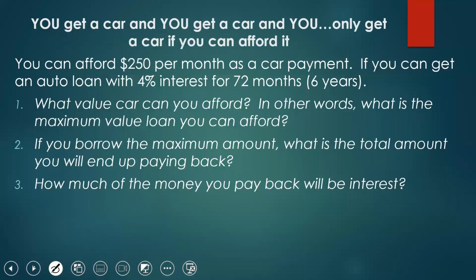Okay, so let's look at an example here. We're told in this question that you can afford $250 per month as a car payment. If you can get an auto loan with 4% interest for 72 months, which is the same as 6 years of length, then we want to answer these 3 questions.